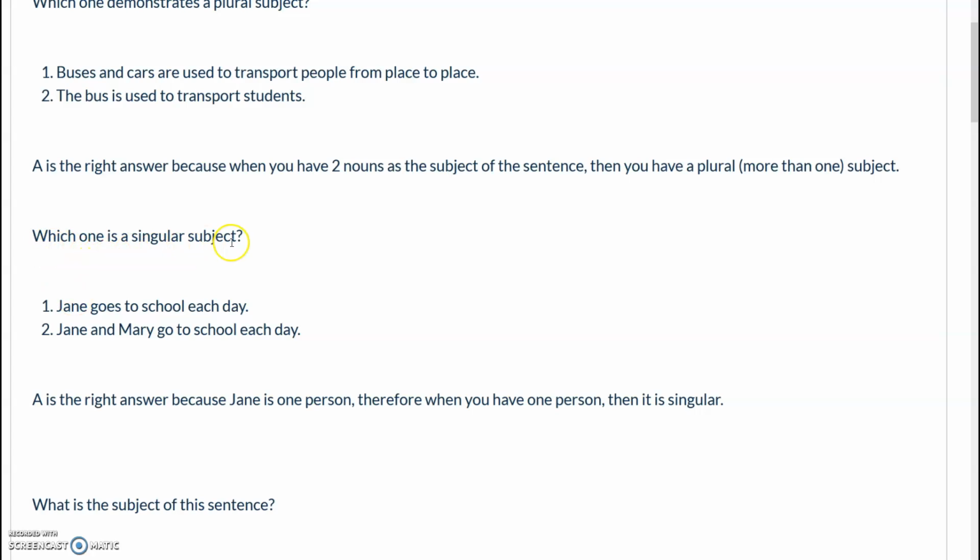Which one is a singular subject? Singular means just one of something. And so in this one, Jane goes to school every day. And so here Jane is the singular subject because you only have one person and one subject.